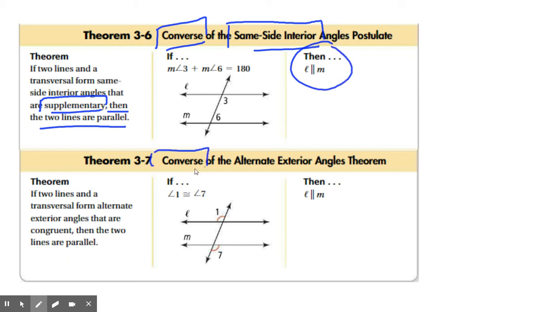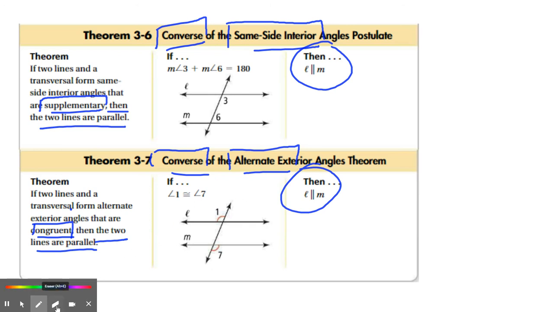And lastly, the converse of the alternate exterior angles. If you can prove that a pair of alternate exterior angles are congruent, then the lines are parallel. Again, then the lines are parallel. Okay, so it's this reverse thought process. So in the proofs that I do with you in the next couple of videos, you're going to see using parallel lines or proving lines are parallel, both types of thinking.